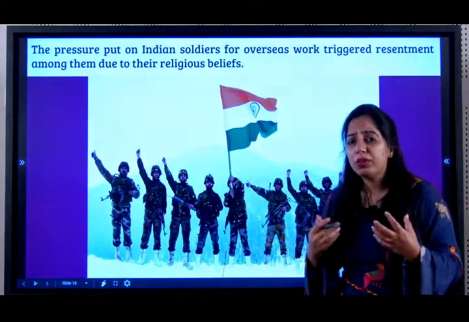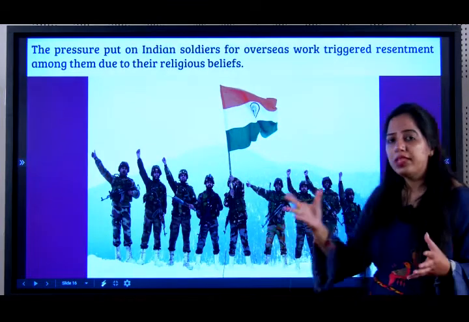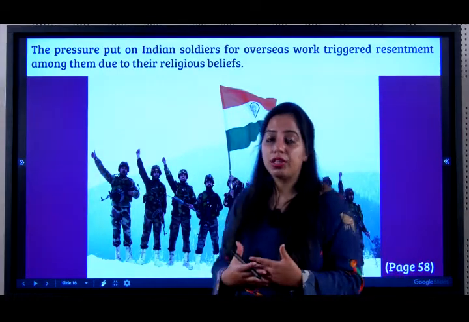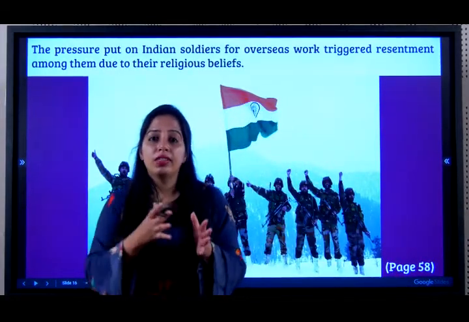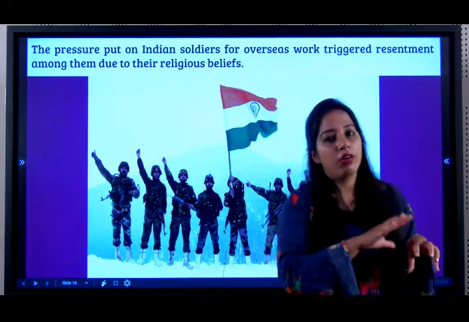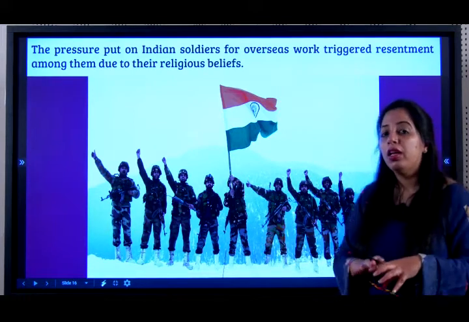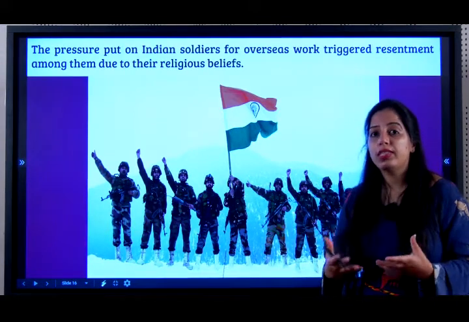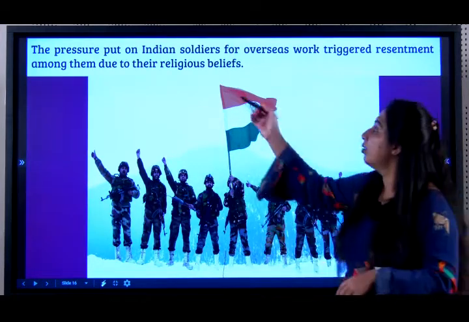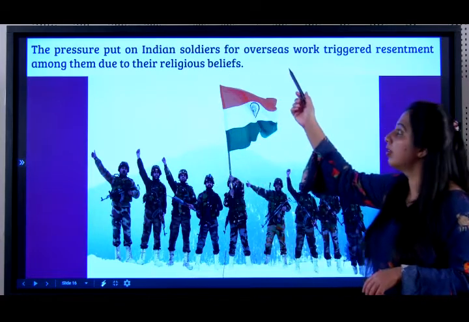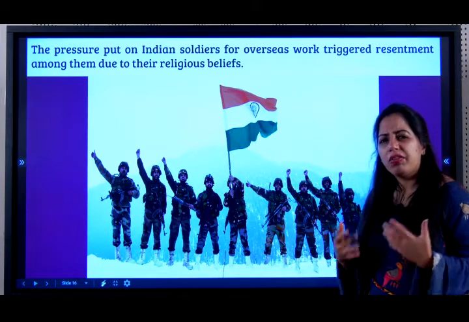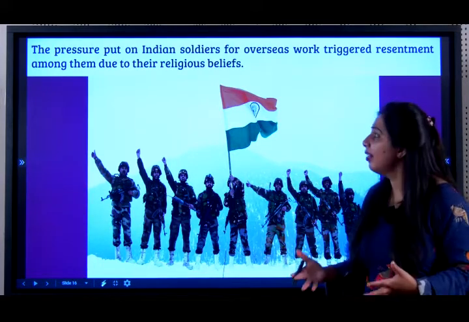The pressure they put on Indian soldiers for overseas work. At that point of time, according to the Hindu religion, crossing the seas was not supported. They felt it was not right as per the religion. But the British used to force these Indians to go and work outside, to cross the sea. So they put a lot of pressure on the Indian soldiers for overseas work, and this triggered a lot of resentment because it was going against their religion.